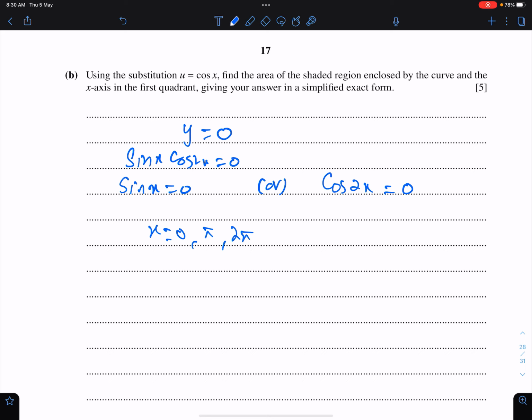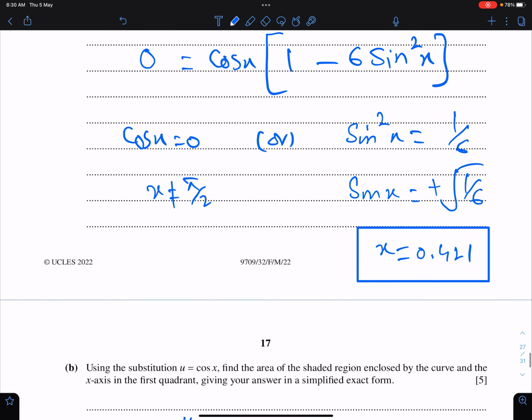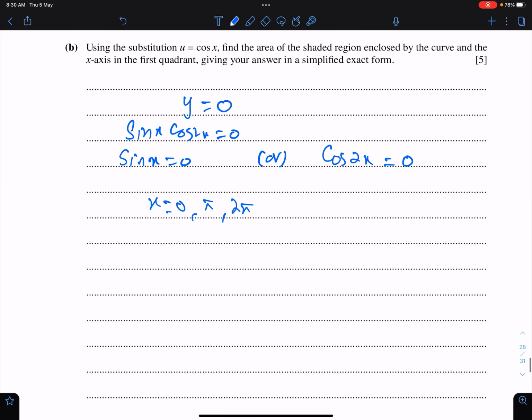All these values are not acceptable because pi by 2 is here. Whereas cos is 0 at pi by 2. So x is pi by 4. So this is the upper limit of the integral.